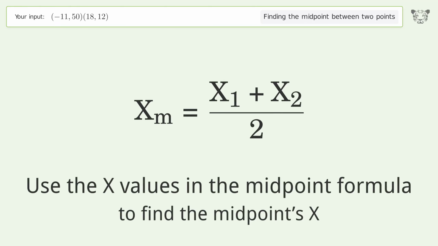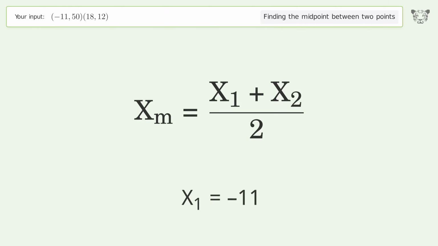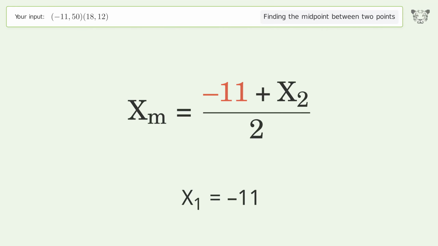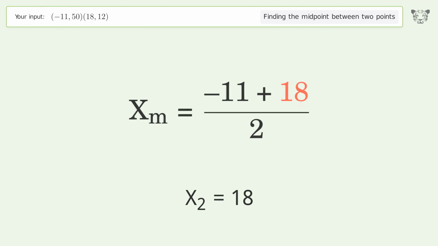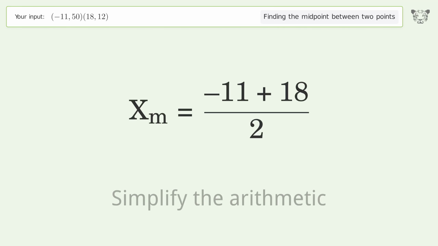Use the x values in the midpoint formula to find the midpoint's x. x1 equals -11. x2 equals 18. Simplify the arithmetic.